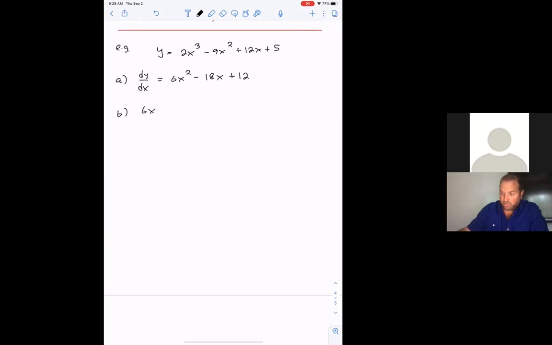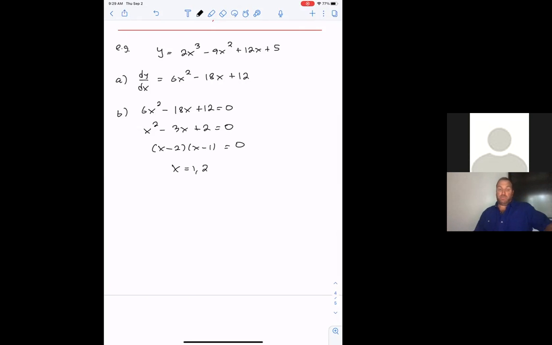B, find the coordinates of the point on the curve at which the derivative is equal to 0. Okay, so set it equal to 0. 6x squared minus 18x plus 12 is equal to 0. All three numbers are divisible by 6, so let's simplify by dividing both sides by 6. This looks factorable. x minus 2, x minus 1 is equal to 0. And therefore, we get x equals 1 and x equals 2. Okay, we love problems where the answers are nice and straightforward. So maybe at 1 and 2, maybe the function has a max, maybe it's a min, maybe it's neither. I don't know. Let's keep going.